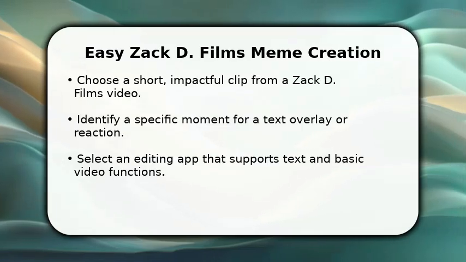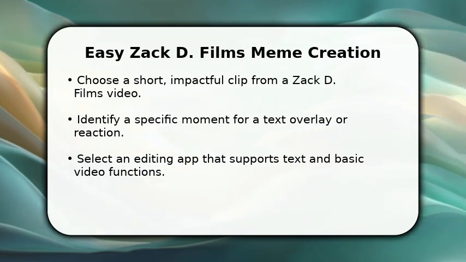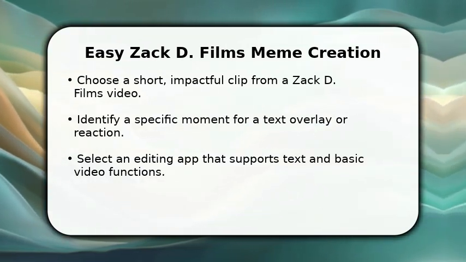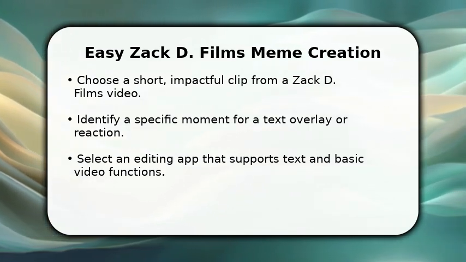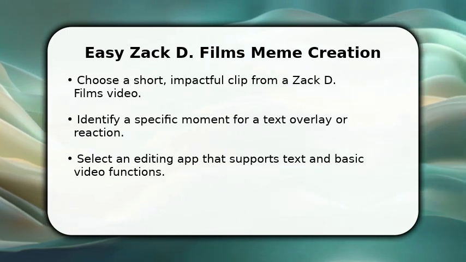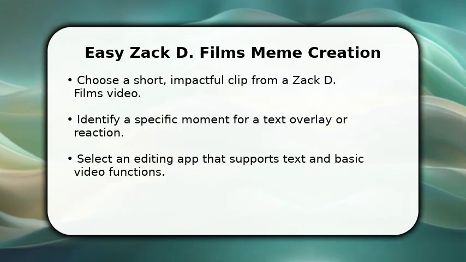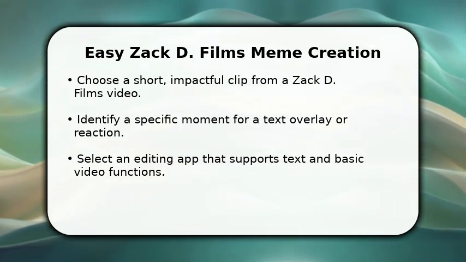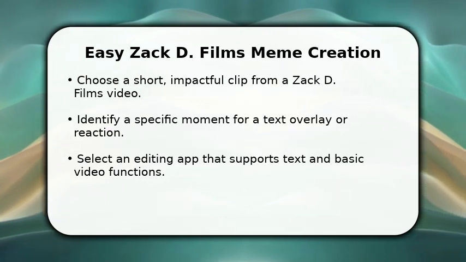In this video, I will explain how to make a Zack D Films meme. First, find a Zack D Films video that has a moment you think is meme-worthy. Look for a short, impactful clip, perhaps 5 to 10 seconds long, that features a clear reaction or a funny statement. Once you have your clip, think about what text or image would best complement it to create a humorous effect. This initial step is crucial for setting up a successful meme.